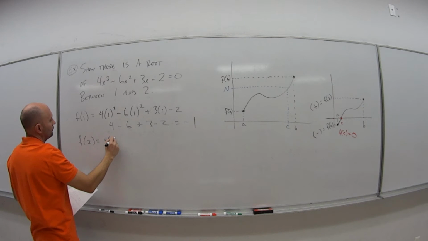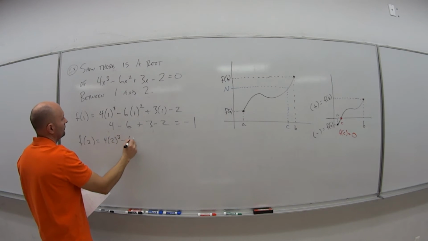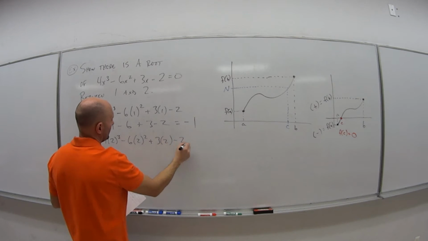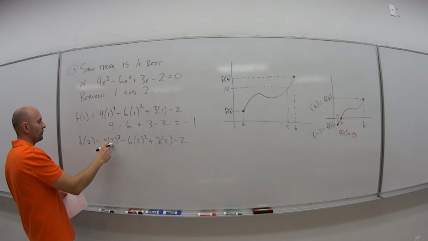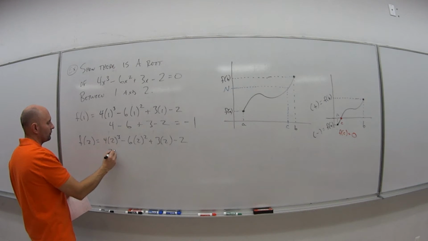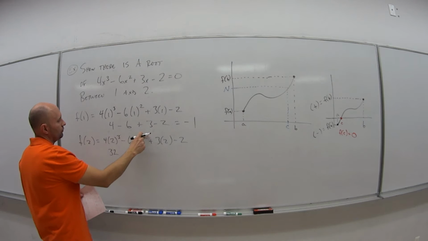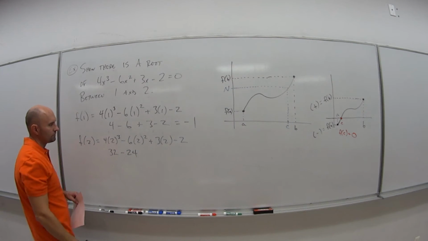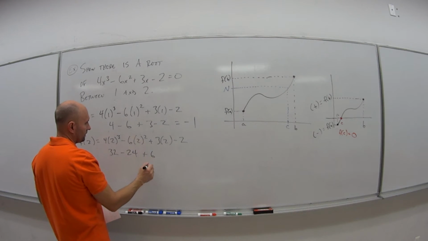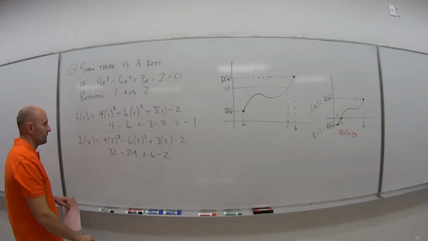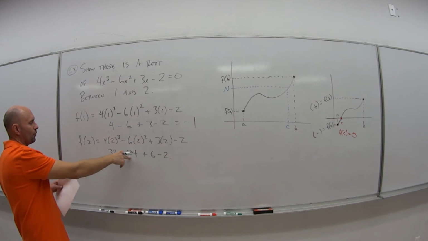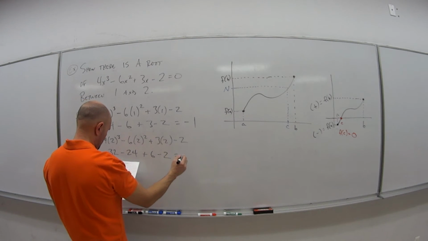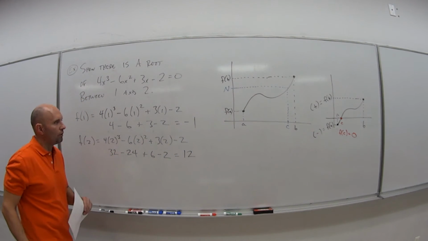So 4 times 2 to the third minus 6 times 2 squared plus 3 times 2 minus 2. 2 to the third is 8. 8 times 4 is 32. 2 squared is 4 times negative 6 is minus 24. 3 times 2 is 6, minus 2. So 32 minus 24, positive 8. Plus 6 is 14, minus 2 is 12.